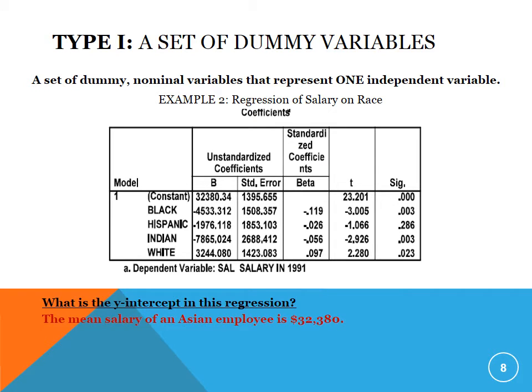All right, so the mean salary of the Asian employee is $32,000, right? Because that's our y-intercept. And that's our reference group, because it's when all of the x's are 0. You're not black, you're not Hispanic, you're not Indian, you're not white. You checked off in the survey that you are Asian. Okay?